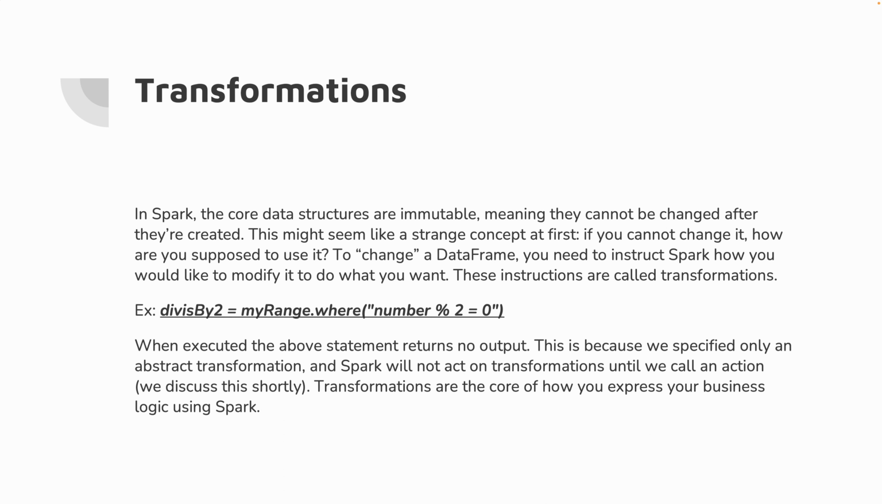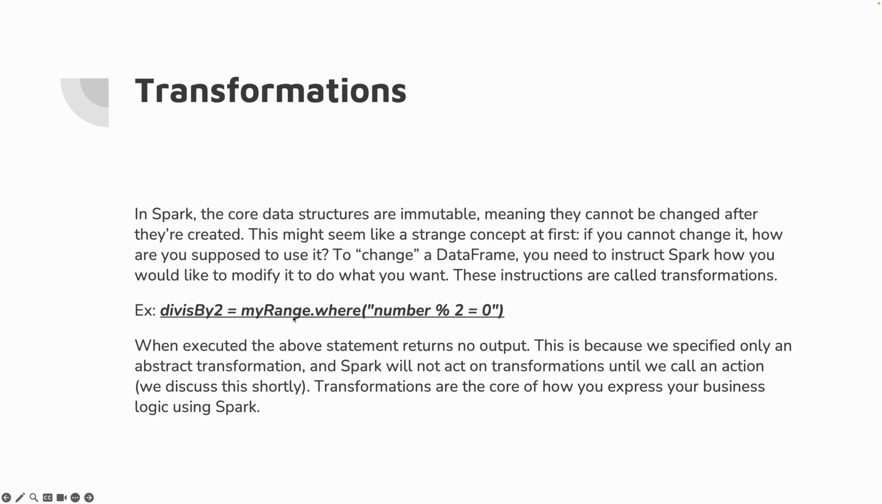Moving on. A simple example to describe a transformation function is here. Let's consider we have a data frame that contains information about numbers. There is a column called number. Now we want to apply a certain transformation, and we want to filter the even numbers of a particular data frame. If that is the case, then we are using a where function, which is a transformation.